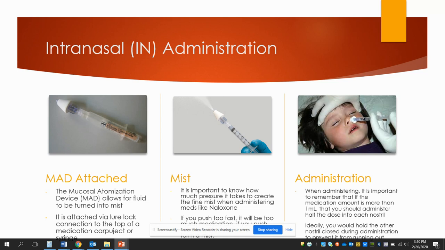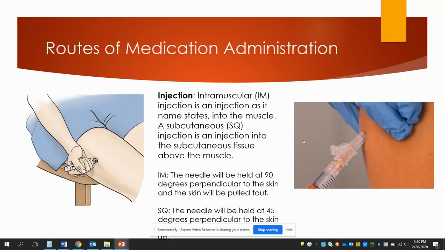Ideally, you would close the other nostril to prevent it from just running out, but if the patient is lying supine, that's less of a concern, and you don't really have to do that, and that's what you see here in this picture. But that's a really good example of how the MAD is used.